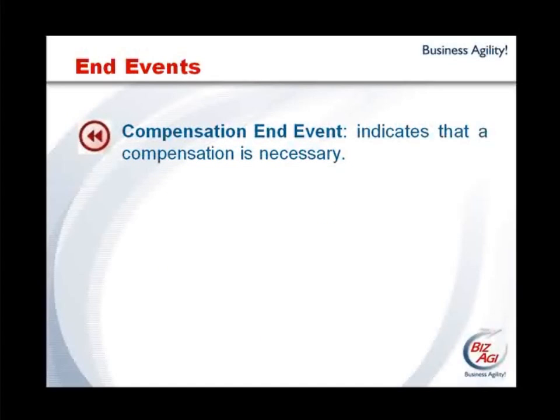The compensation end event indicates that the process has finished and that a compensation is necessary. The activities that require compensation should have an intermediate compensation event joined to the borders of the activity. The compensation is performed for all the identified activities that have been completed in reverse order to their performance.